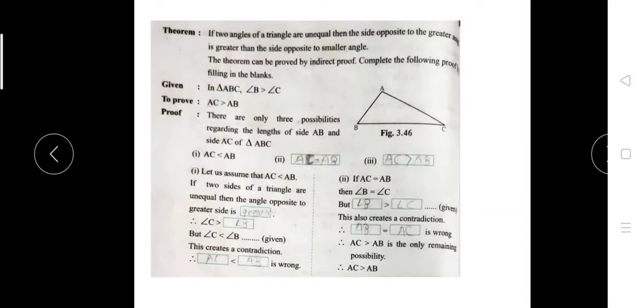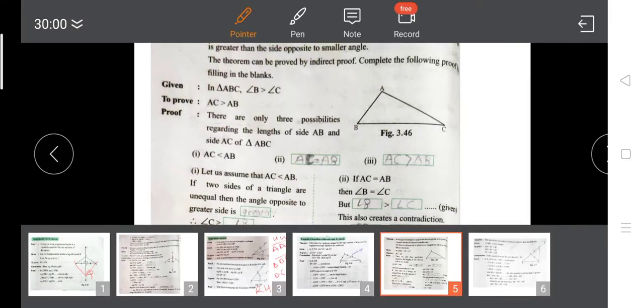Good morning students. In yesterday's session I explained the theorems. Now in this session I am going to explain the remaining two theorems and some examples from the practice set.